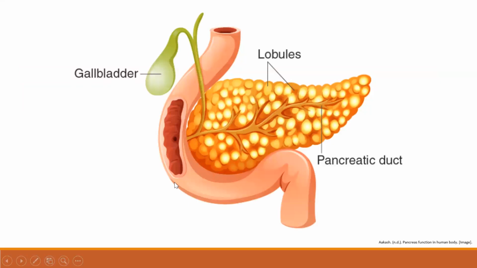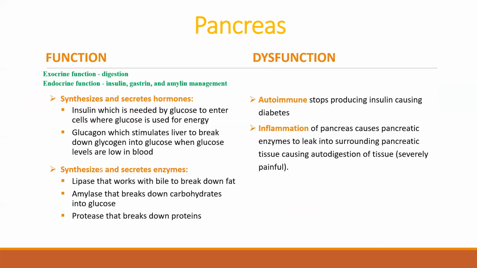The pancreas sits under the liver next to the small intestines. The pancreatic ducts are where lipase, amylase, and protease are secreted into and brought to the small intestine. The pancreas has endocrine functions and exocrine functions, which we're focusing on. The exocrine functions already mentioned are the synthesis of the enzymes protease, lipase, and amylase.